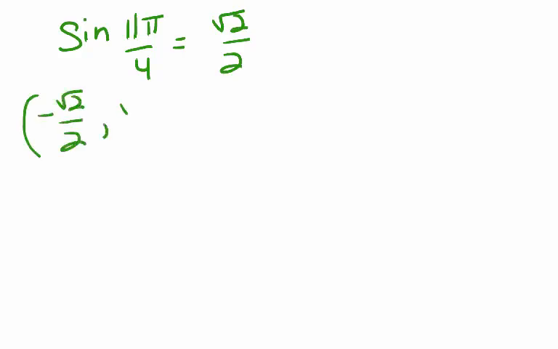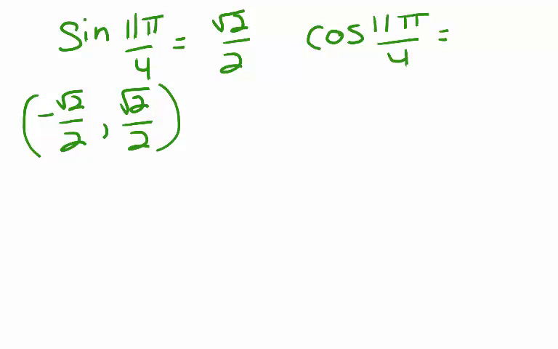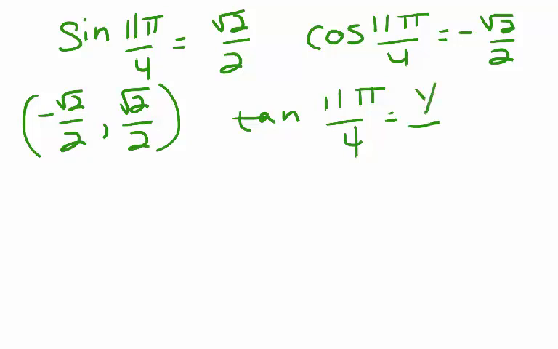Sine of 11 pi over 4 is equal to positive square root 2 over 2. That corresponds to the y-coordinate of the ordered pair that we've identified as being the correct one that corresponds with 11 pi over 4. Now we'll identify cosine of 11 pi over 4. That corresponds to our x-coordinate, so it's negative square root 2 over 2. To find tangent of 11 pi over 4, it's the coordinates y over x, so that is square root 2 over 2 divided by negative square root 2 over 2, which becomes negative 1.